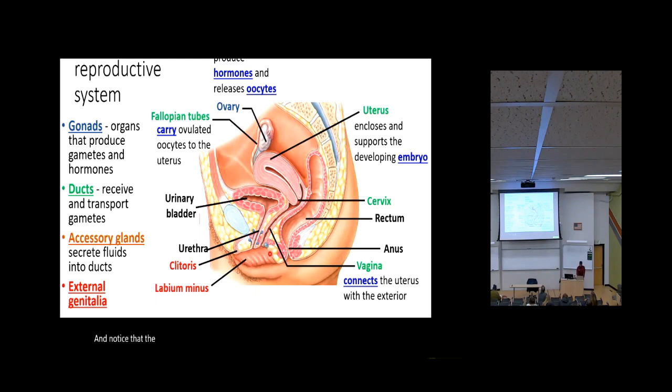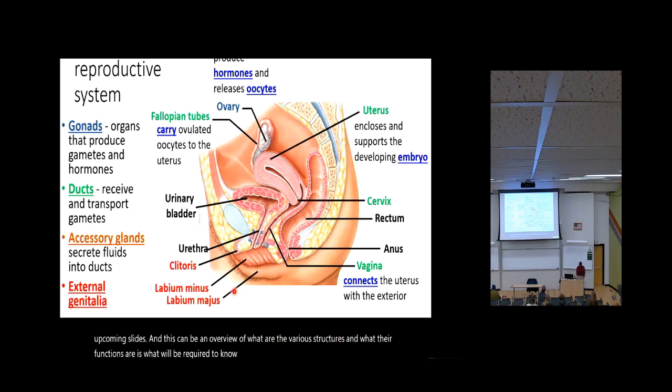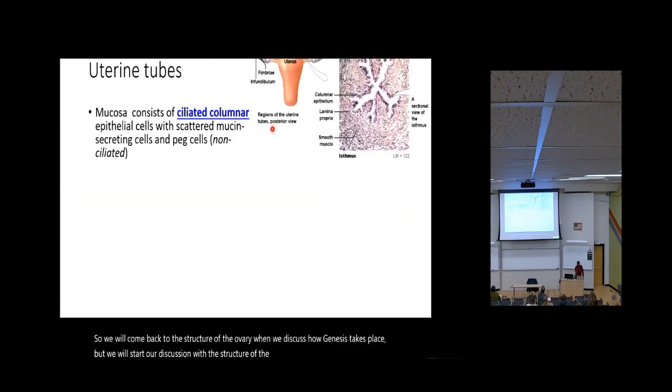And notice that the structure here is called the labium minus because that is the singular term, but if you consider the plural term, it's the labia minora, which will give rise to the labia majora, and labium majus is just the singular term. And these are the structures we will be considering in the upcoming slides, and this can be an overview of what the various structures are and what their functions are is what you'll be required to know. So we will come back to the structure of the ovary when we discuss how oogenesis takes place, but we will start our discussion with the structure of the uterine tubes.